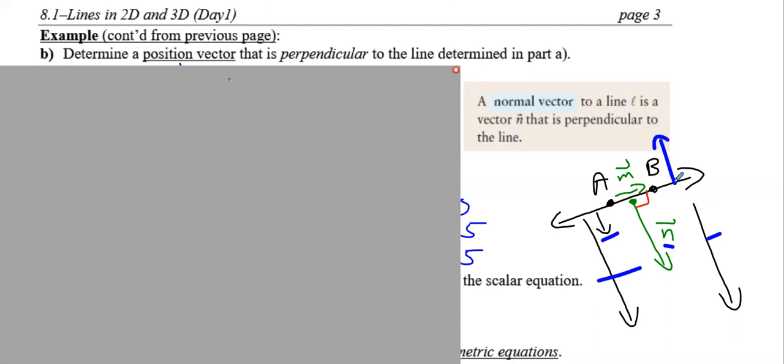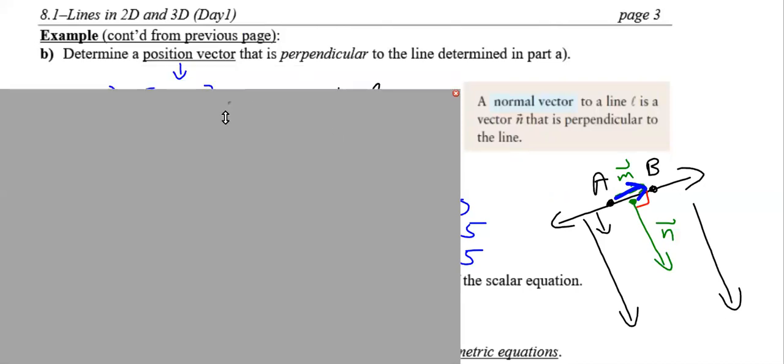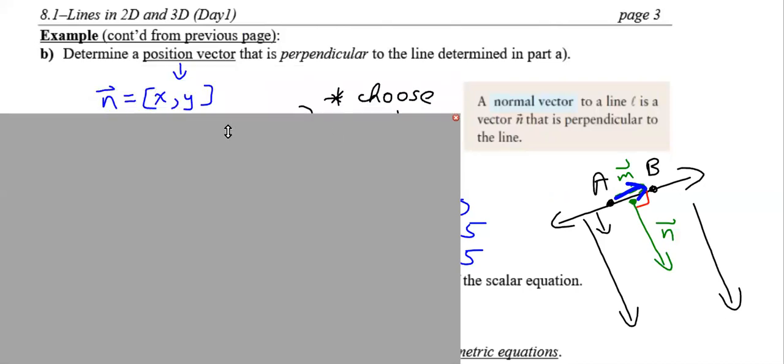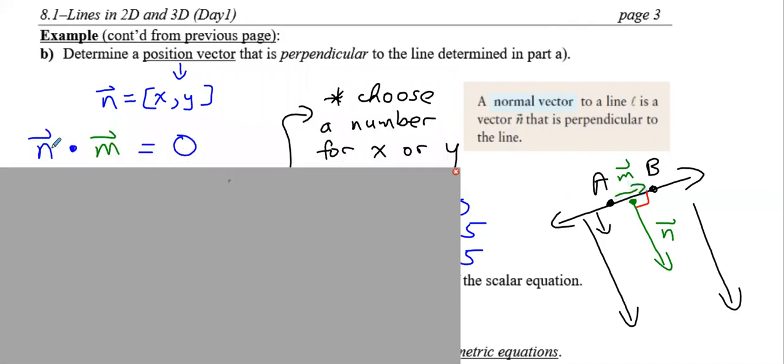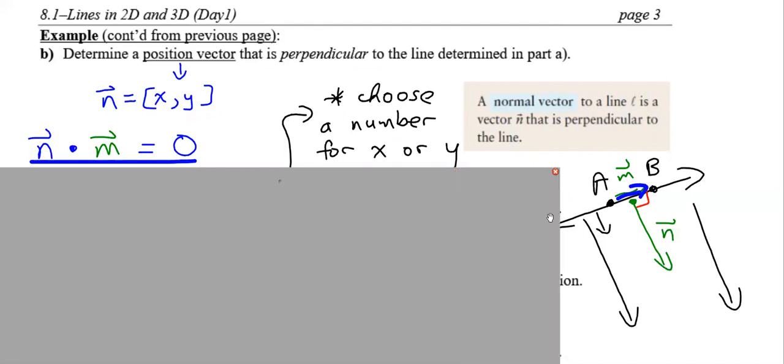Now, things that are perpendicular should remind you of using things like the dot product. If you have a direction vector for the line, which is your slope direction vector, if you wish to call it that, then all you really need to do is this. Find a normal vector. The dot product with the direction vector should be 0 because they're going to be perpendicular. Remember that concept.